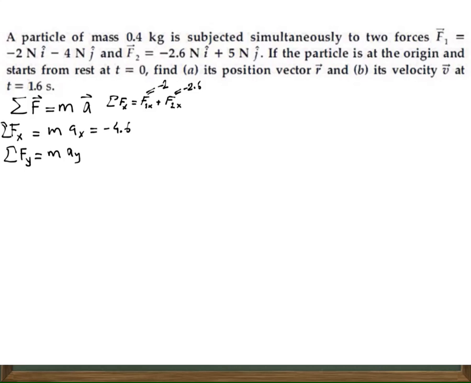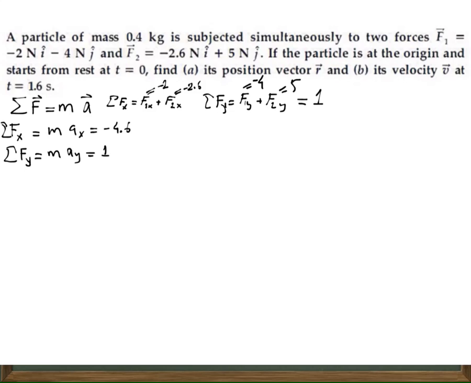Now then the y component, the total of y components is F1y plus F2y. Then you will add the coefficients in front of j's. So F1y is minus 4 and F2y is 5. So the total force in the y direction is 1 Newton. And this is equal to m times ay.